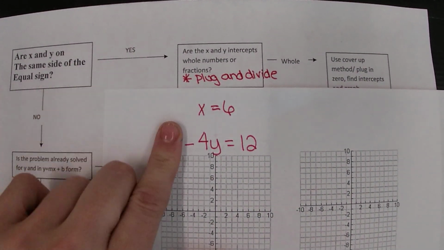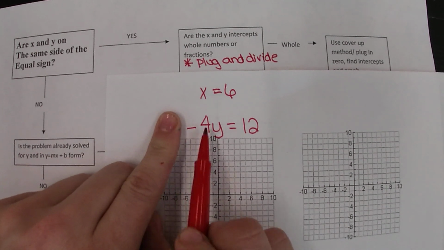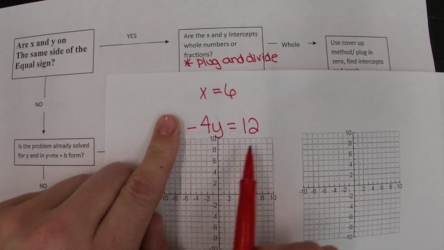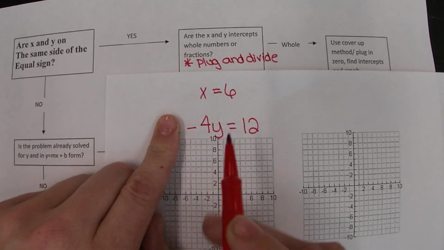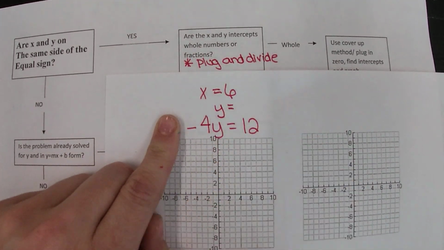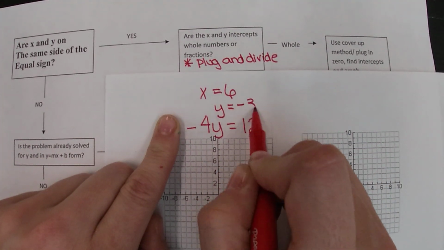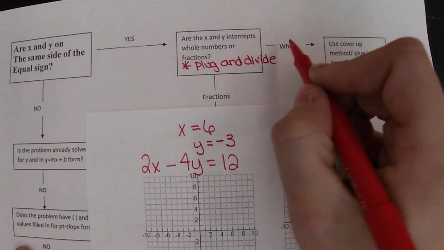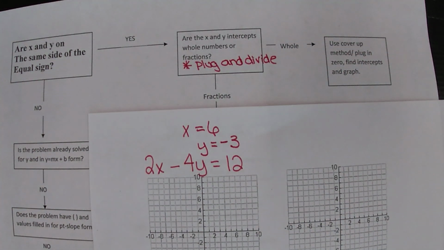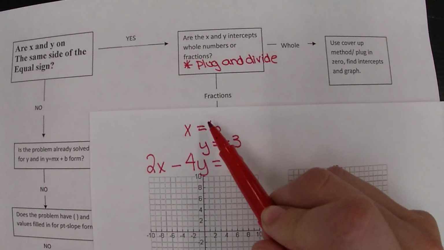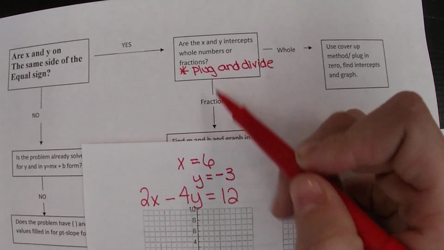If we go to find the y-intercept, remember this negative stays with this 4. So if we divide here, 12 divided by negative 4 gives us negative 3. I probably should have used a better word here, integers, because we can have negative or positive intercepts, but no fractions. The key is no fractions. We've talked about that concept. So we get 6 and negative 3, so those are not fractions.